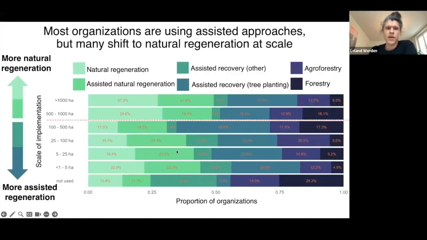Another really interesting thing that we found is that most organizations are using assisted restoration approaches, but then a lot of them shift to just natural recovery at scale. What's happening in this figure isn't particularly important, but you can see that this natural regeneration, the lightest green, starts to increase once projects get really, really large. And that's really good because people are matching what they do to larger scale projects. They're thinking, okay, we don't have to spend all this money doing really complicated tree planting when we don't need to. We can think about just letting ecosystems recover on their own when it's possible.